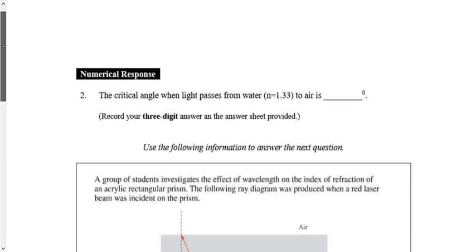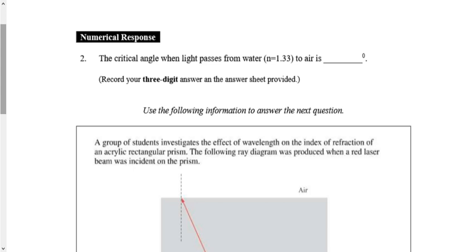The critical angle when light passes from water to air. We didn't really need to be told that it was passing from water to air. We could have just said the critical angle between water and air is, and we know that it's going from water to air because we know that for total internal reflection to take place, it must be going from high to low index of refraction. Remember that? If you're going from low to high, then the light's going to slow down, and if the light's going to slow down, it can never reflect. It's got to speed up, therefore it's got to be going high to low index of refraction.